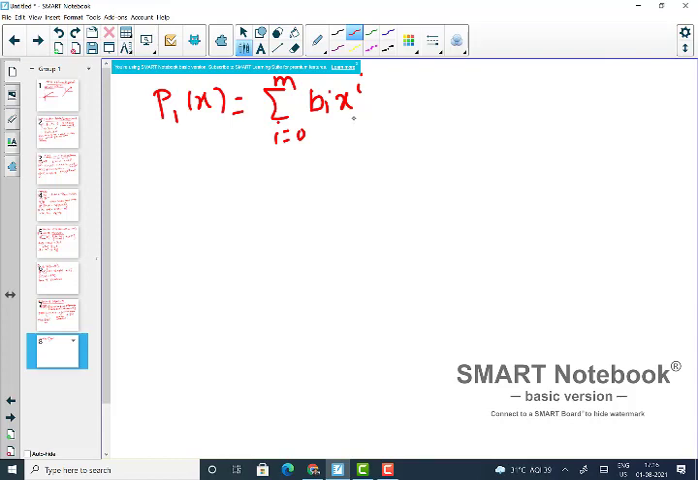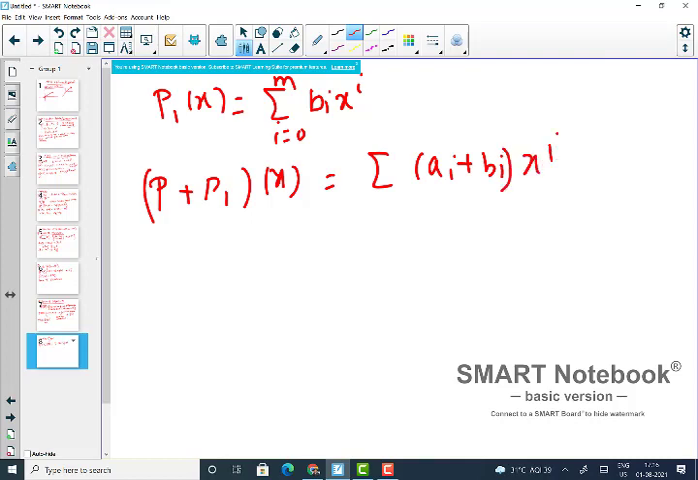So in that case, the addition will be pointwise. What does that mean? That means you just add the coefficients of the same power. So this will be the summation of (a_i + b_i) x^i, and this i can go from 0 to the maximum of n and m. The question is, if n is less than m, then what will be the value of a_i beyond n? That will be 0. If there is nothing there, that is 0.